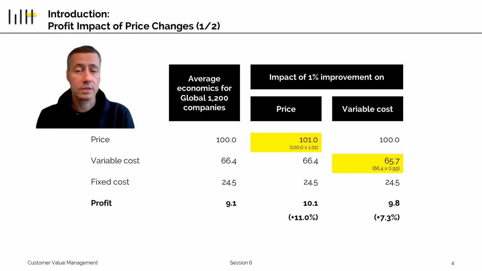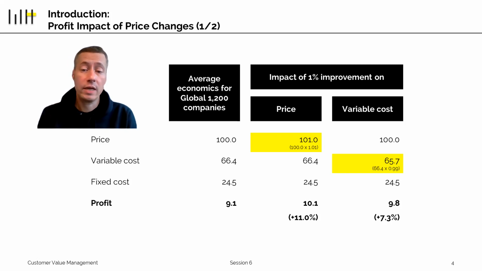Now, take 2 examples. Assume we improve price by 1%. Well, a price improvement of 1% means everything else being equal, we can now charge $101 compared to $100. Variable cost and fixed cost remain the same, because whether we sell the same product for 100 or 101, there's nothing else we need to do. So the $1 increase in revenue or in price directly adds to an increase in profit, which means we increase from 9.1 to 10.1, which is equal to an increase of 11%.